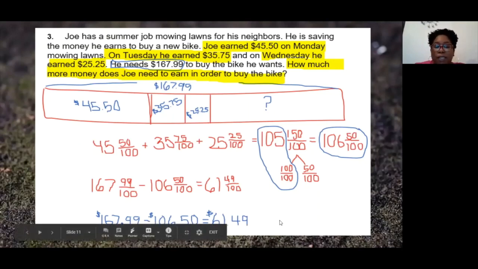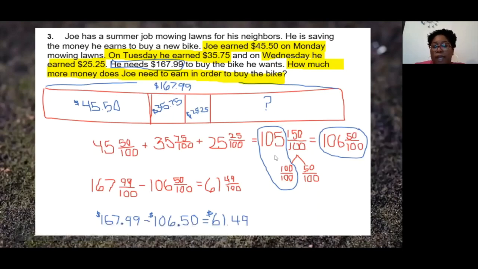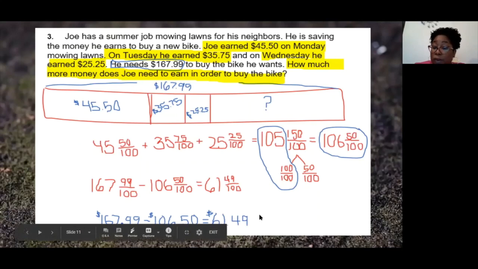Yeah, this one was a little more challenging. It was a multi-step problem, but that's okay. As long as you were able to pull out key information and build it, and then apply all of the learning with fraction and decimal equivalents, then you're on the right track. If you didn't get the correct answer, that's okay. We can keep working on it so that next time we're able to solve correctly.